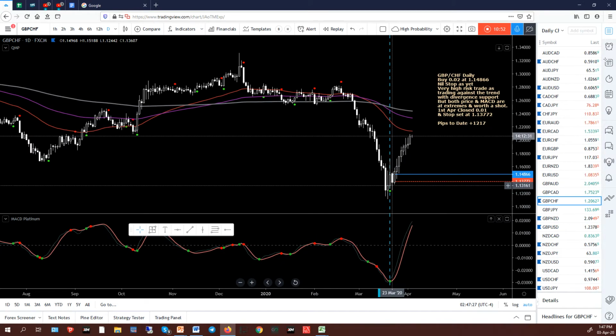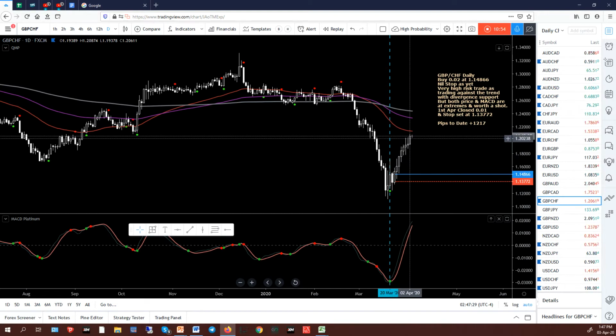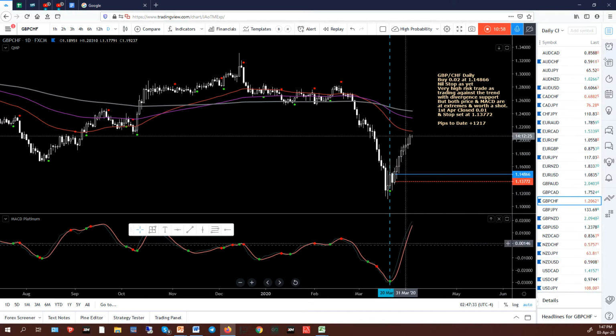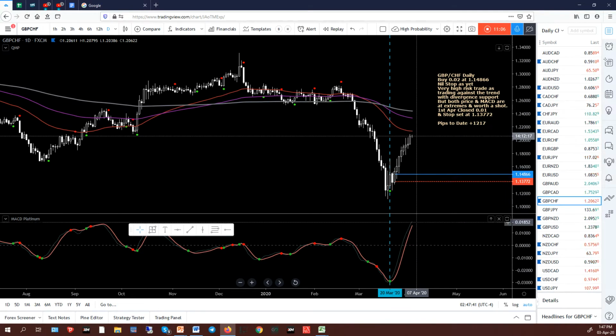Pound Swiss buy taken down here. It's gone up nicely, getting close towards the MAs. I've already closed half, and the MACD Platinum went through the zero level, put a stop in place, making a few good pips. When it gets to the MAs, I might consider pushing the stop up past the point of entry. Generally, I don't move the stop again until I get a red dot on the MACD Platinum above the zero level.